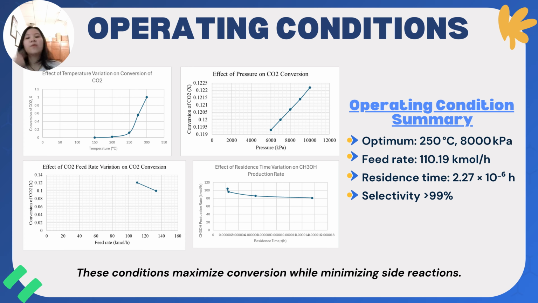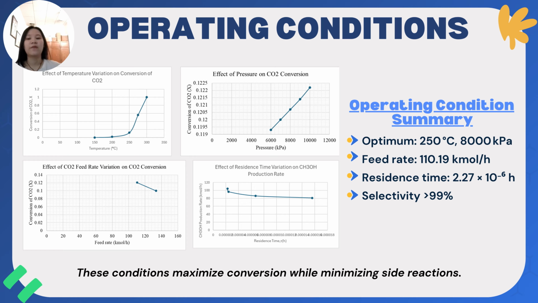Now let us continue with operating condition. From the first graph, we can see as the temperature increases, the CO2 conversion will also increase. This is because with increasing temperature, the reactor can gain more kinetic energy to overcome the activation energy, hence more conversion. Second graph, we can see that as the pressure increases, the CO2 conversion will also improve. This is because increasing the pressure will also enhance the concentration of the reactants, so more conversion.